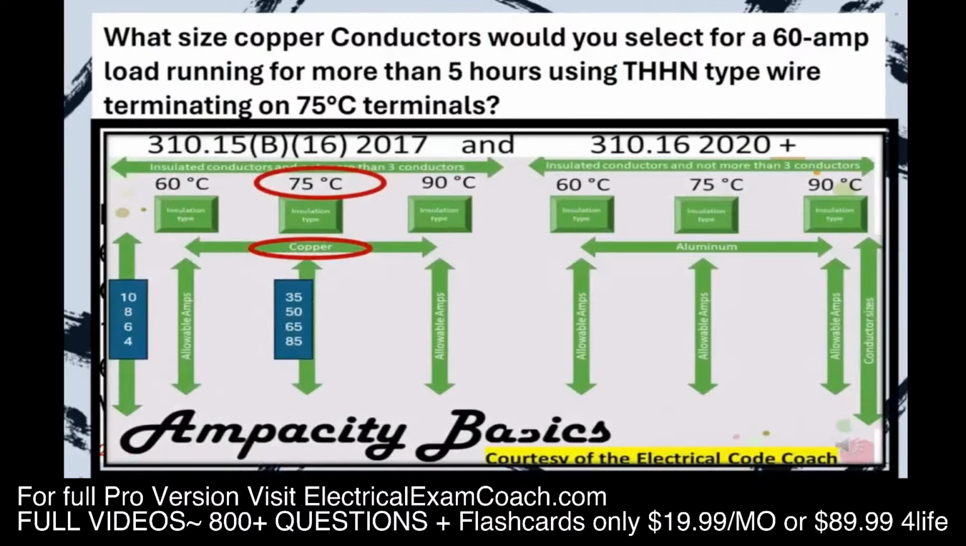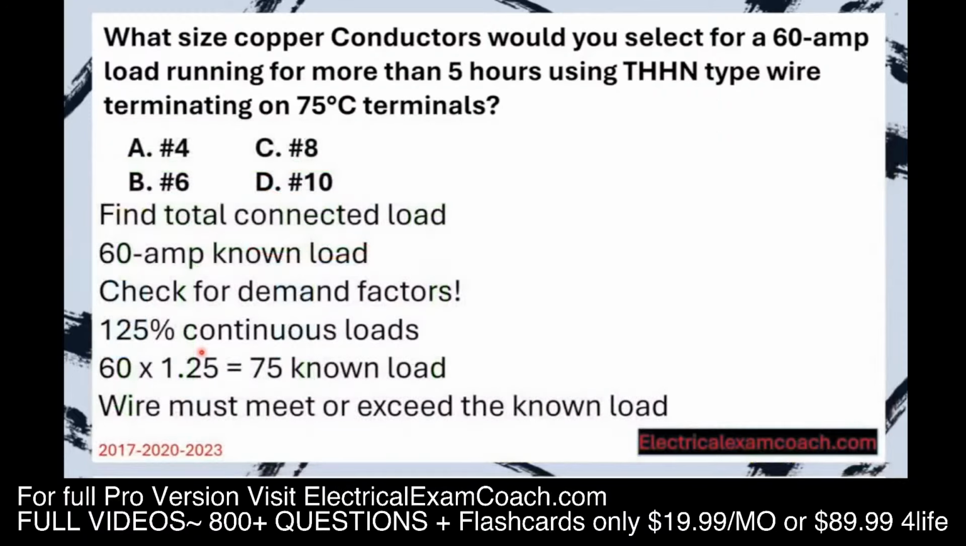We head to our primary ampacity table. We head to the copper side because it wants copper conductors. We're in the 75 degree C column, and we need to go down and find a wire that meets or exceeds 75 amps, and we find that it happens to be a number 4.